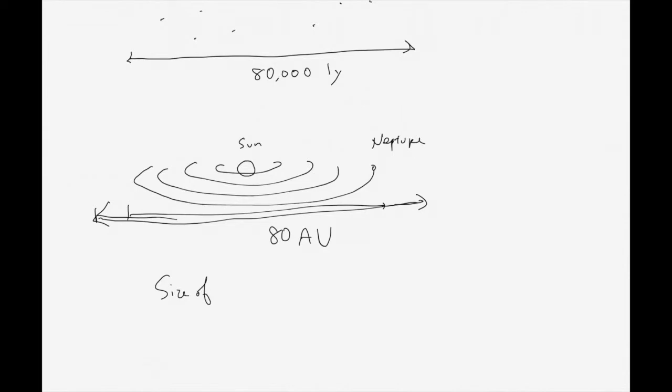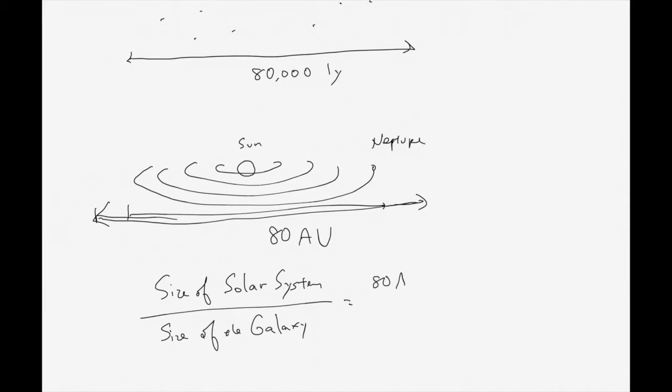Size of the solar system over size of the galaxy, our galaxy. So this means 80 AU over 80,000 light years. So this is about 2 times 10 to the minus 8. So 2 times 10 to the minus 8 is a really small number.